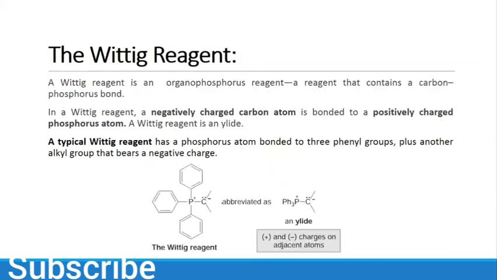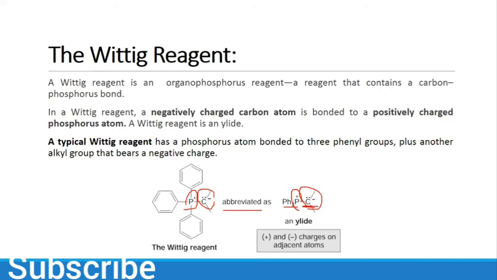A Wittig reagent is an organophosphorus reagent, a reagent that contains a carbon-phosphorus bond. In a Wittig reagent, we have a negatively charged carbon atom bonded to a positively charged phosphorus atom. A Wittig reagent is an ylide. So this is positive charge. So we have the abbreviation as Ph3P positive, positive charge phosphorus with negative charge carbon. So this is the Wittig reagent. So we need a negative charge carbon atom, which is this one, Ph3P positive and carbon negative.